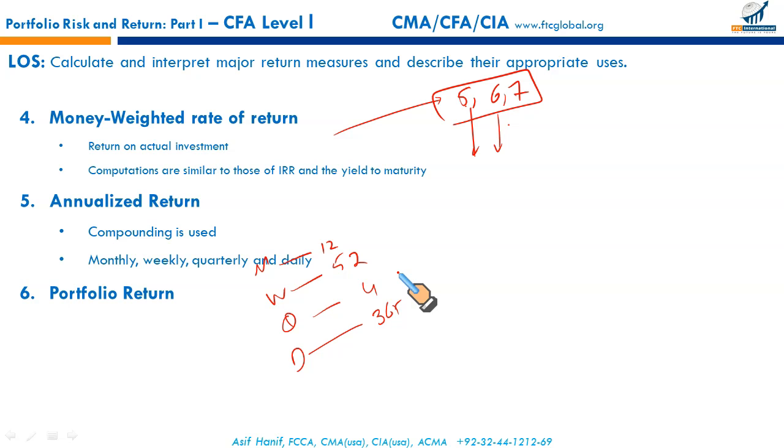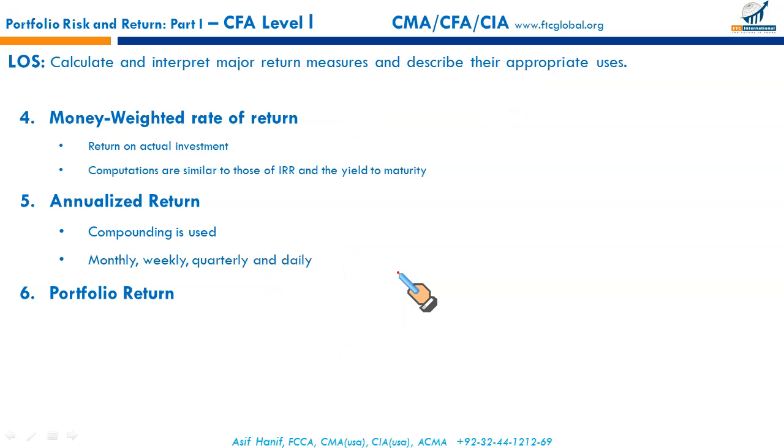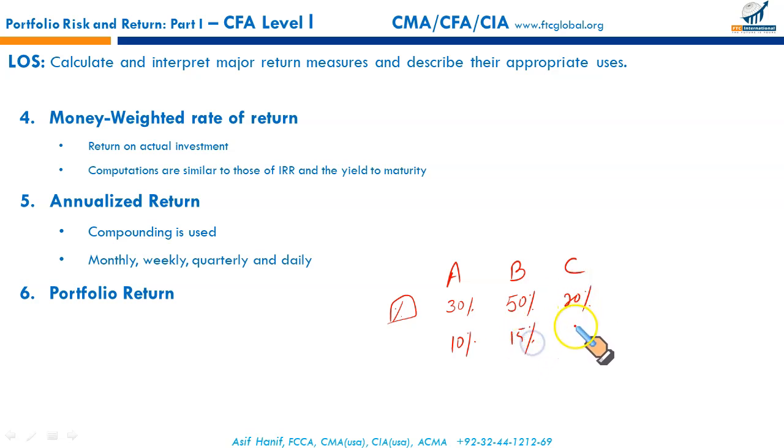Right, moving on, next, portfolio return. Okay, so let's say you have 3 assets in a portfolio, A, B, C. You invested 30% in investment A, 50% in investment B, and you have invested the remaining 20% in the asset C. And this is the weightage. Let's say the return generated by A is 10%, B 15%, and C 8%. So when we say portfolio return, we simply take the weighted average return.